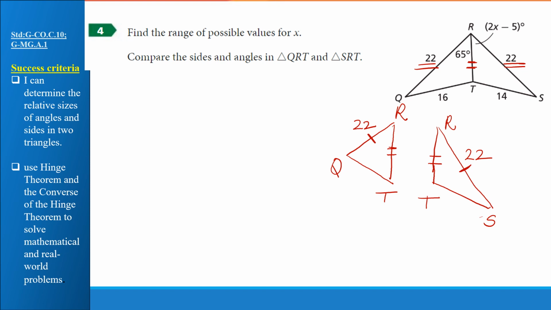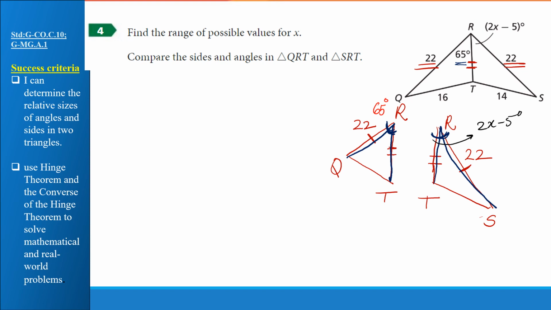Now, what is the included angle? If the two sides are congruent, the included angle is this one, and for the other triangle, this part. So you can say QRT and TRS are the two included angles. What is each equal to? QRT is 65 degrees, right? And how much is the other one equal to? This one is 2x minus 5. They didn't give it to us directly.